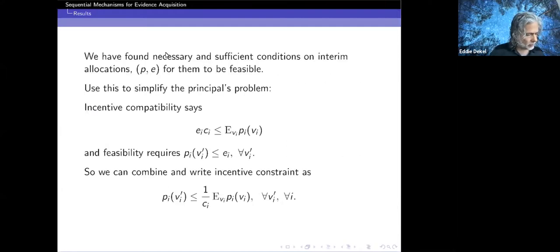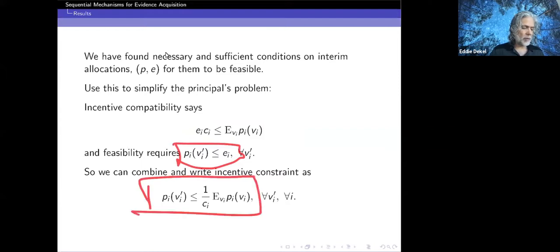So now we're going to use the evidence constraint to simplify the problem. And how? Remember that this was what incentive compatibility said. And if we look here, we have another inequality. We're going to just chain these two together. We know that for every VI prime, PI of VI prime has to be less than or equal to EI. So if we divide through by CI, we get that PI of VI prime has to be less than or equal to this. This is the IC constraint. This is the evidence constraint. Jointly, they give us this constraint.